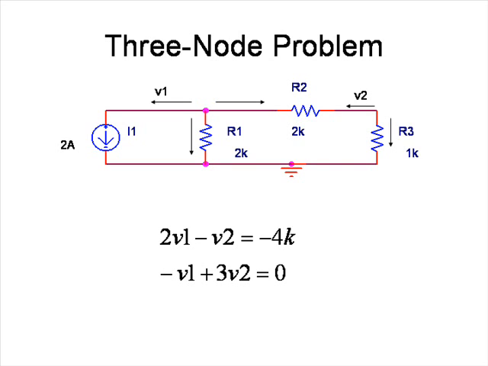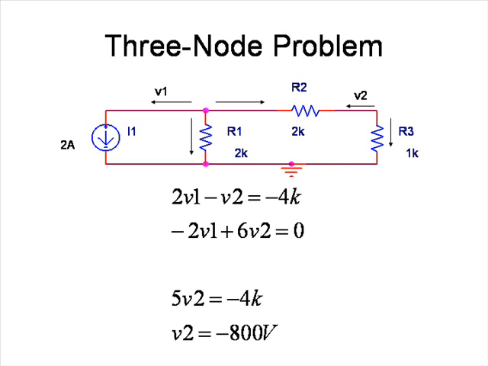My favorite is elimination. Pretty much you know elimination from some basic math class, so I'm not going to go over it. I'm just going to go ahead and select the second equation here and double it accordingly. And that leaves us with negative 2V1 plus 6V2 equals 0. We're going to combine the terms here, and we're going to come up with 5V2 equals negative 4K. And finally, we got V2 equals negative 800 volts. So we can plug that into our equation now, like so.